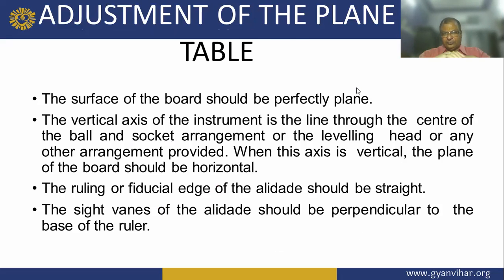Now, adjustment of the plane table. The surface of the board should be a true plane, and the vertical axis of the instrument is the line through the center of the ball and socket arrangement or the leveling head or any other arrangement provided. When the axis is vertical, the plane of the board should be horizontal.